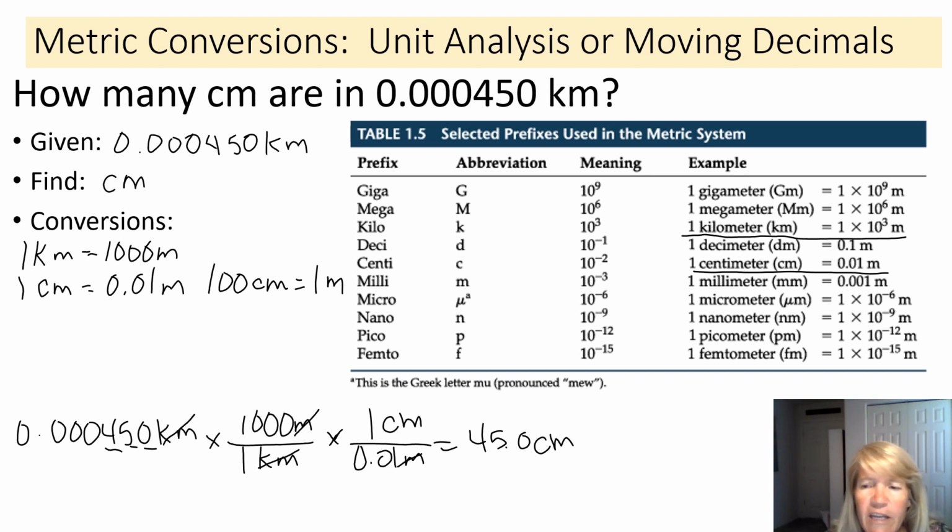Now another way to do metric conversions, and you may remember this, I've learned it before, is you can just move the decimal. And so from kilometers to meters, that's 1,000, so we move it 3 places, 1, 2, 3. And then to centimeters is 2 more, 1, 2. And so that gives us the same answer of 45 centimeters. So whichever way you're more comfortable with.